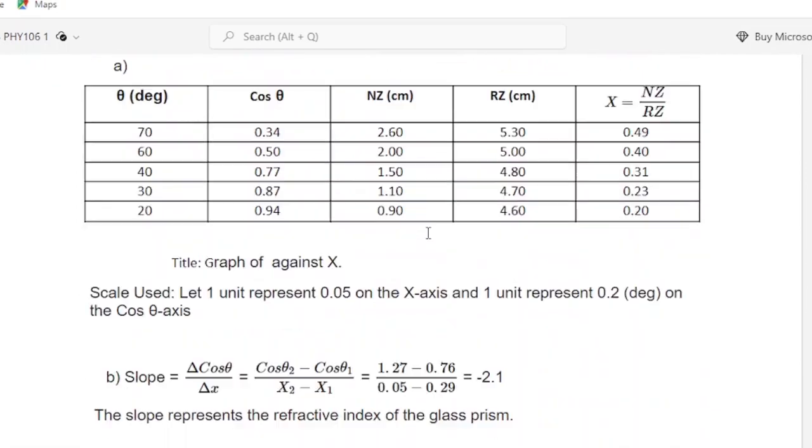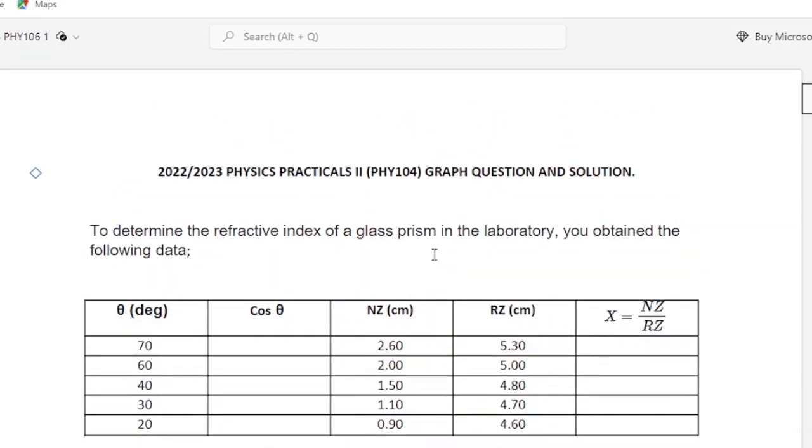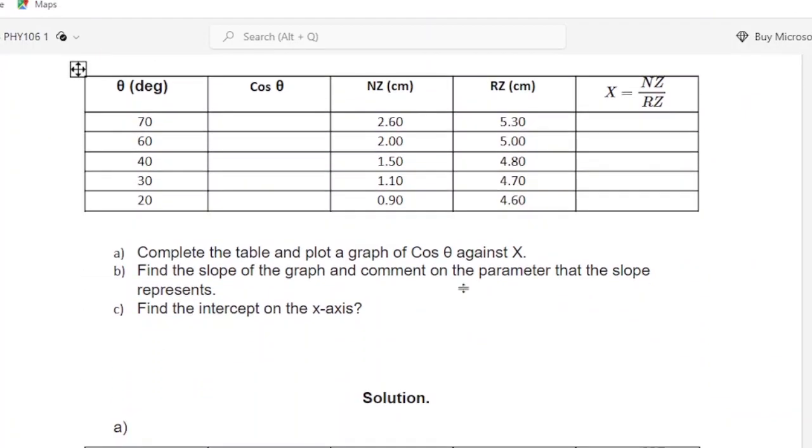All right, so this is the answer to this question. Let's take a peep at our graph sheet again. Yep, so this is our graph, giving you a negative slope as we said earlier. All right, so this is how we do this.